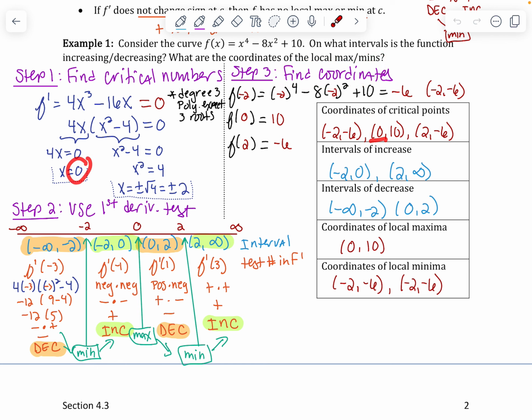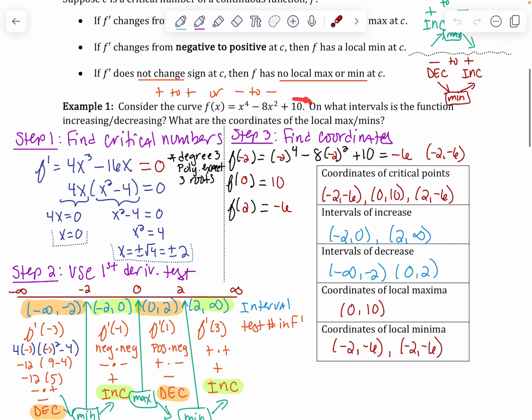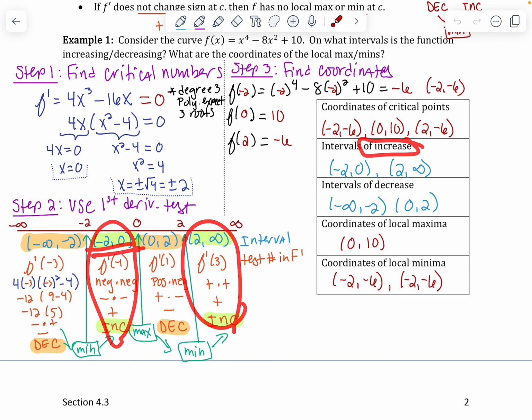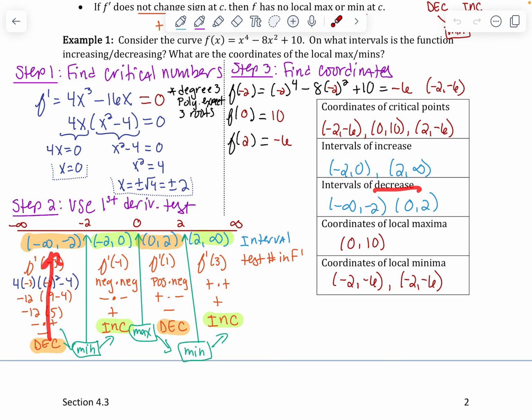So I knew that 0, positive 2, and -2 were my critical numbers, but I had to go back to the original function to plug them in to find their y values. Intervals of increase is my first answer box, and I've highlighted those intervals in green, where intervals of decrease I've highlighted in this tan color.